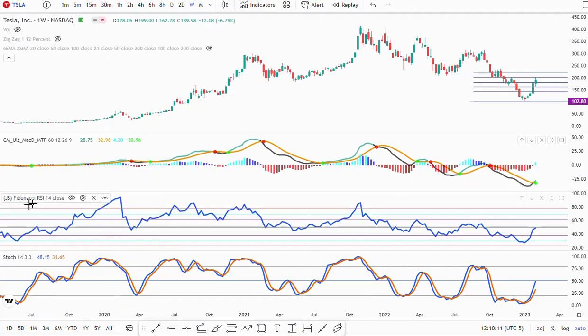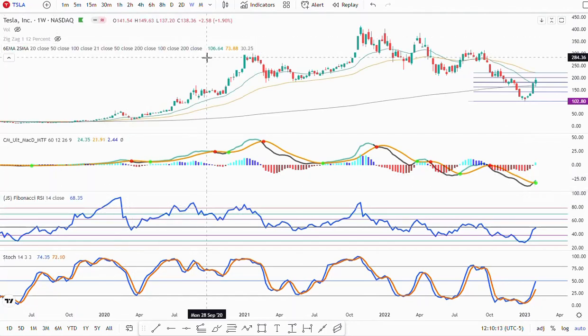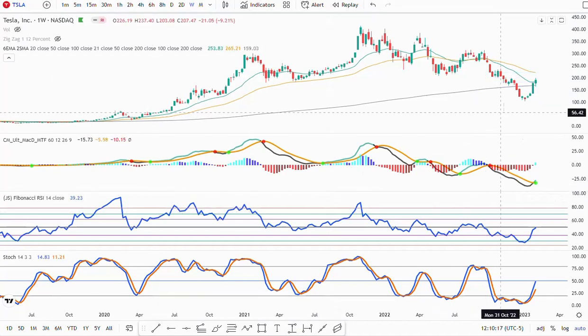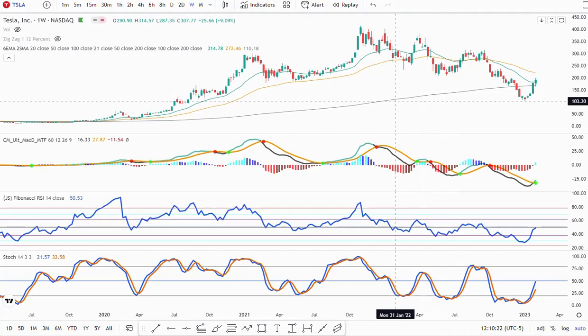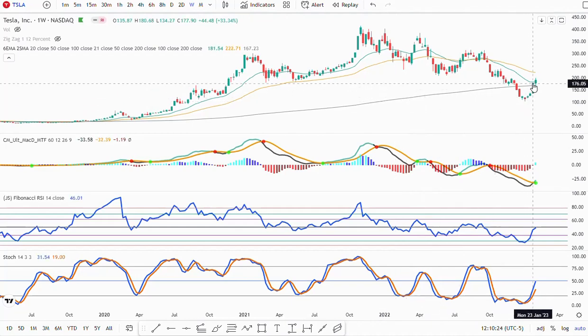If I look at the moving averages, if I just hide the lines, you can see that it has now reclaimed the weekly 20 simple moving average. It has closed just above the weekly 20. The 50 EMA is up here. So it looks like on a weekly basis, there is more work that needs to be done, but at least it's making a move in the right direction.